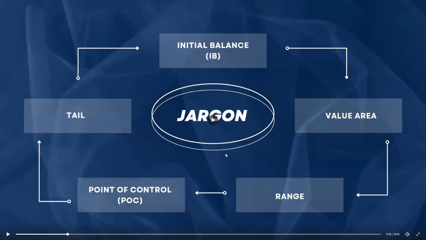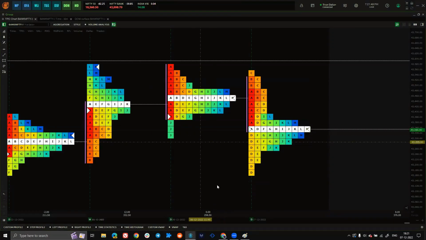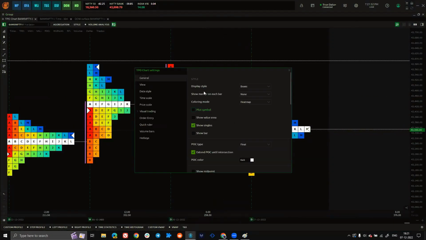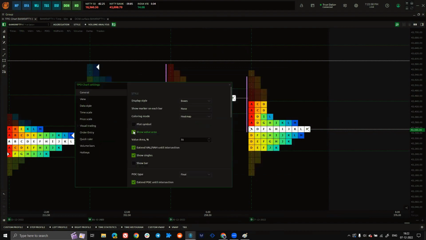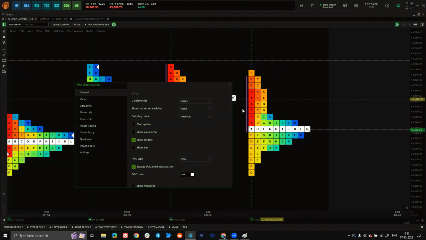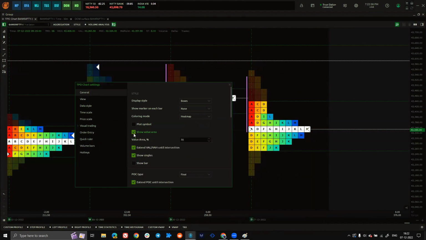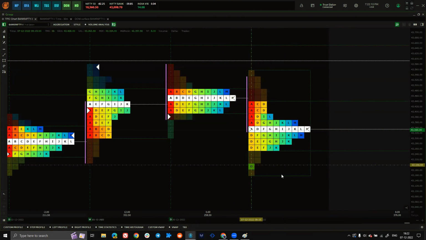Then value area. Let me show you value area also. If you right click on the platform, go to settings. Here is a setting which says show value area. And if I do that, see, if I unclick it, look at this profile. Everything is bright and clear. When I click it, only a limited portion is brightened. Rest gets faded away. So this brightened area is the value area. This is where 70% or 1 standard deviation or 2/3 of the market activity has taken place.